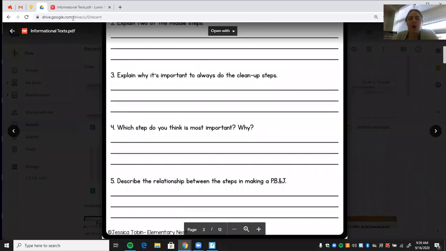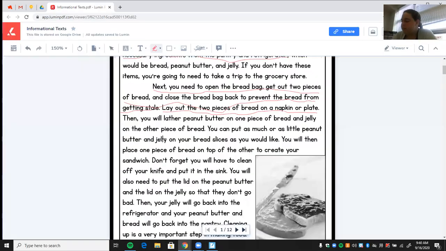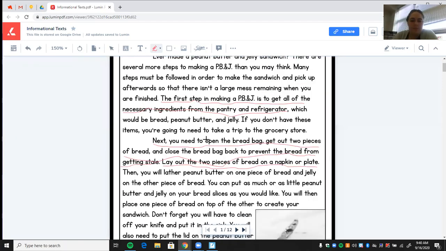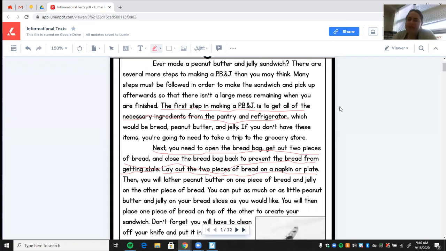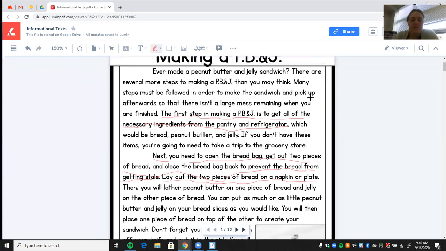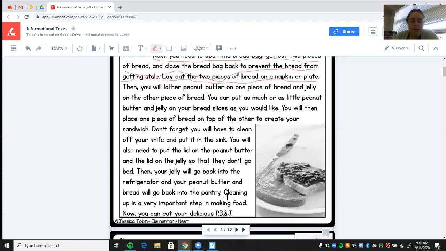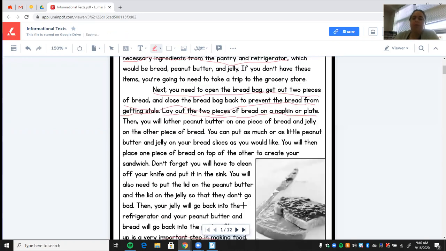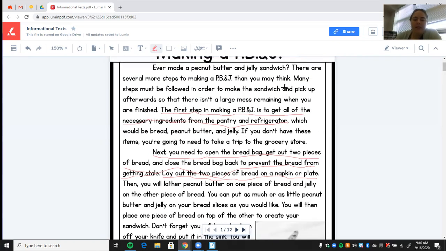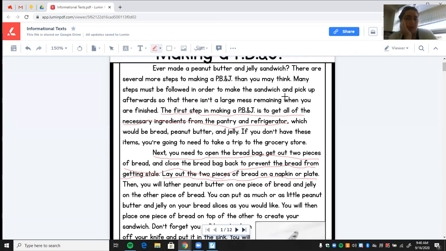Explain why it's important to always do the cleanup steps. So why is it important to clean up after yourself? Let's see if we can find that answer in the text, right? So right here it says cleaning up is a very important step in making food. But why? Why is cleaning up a very important step? If you know, go ahead and write it down in your notebook. This should be important because we should all clean up our food after we make something in our kitchen.